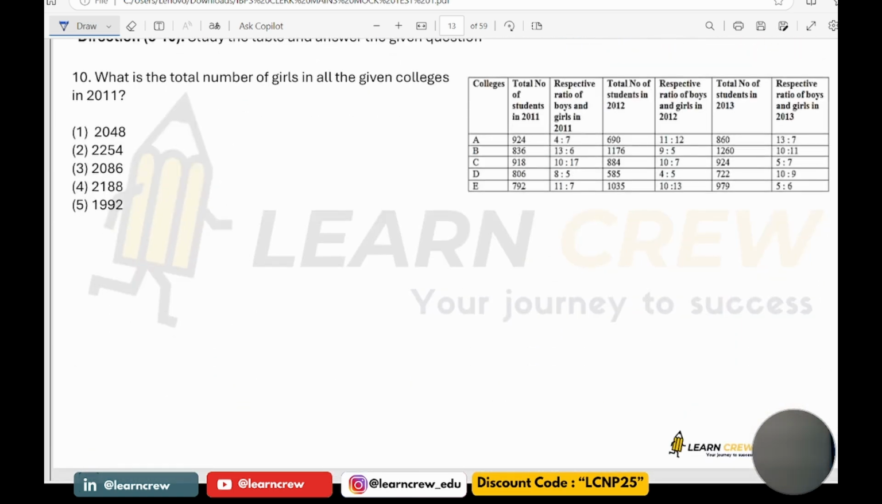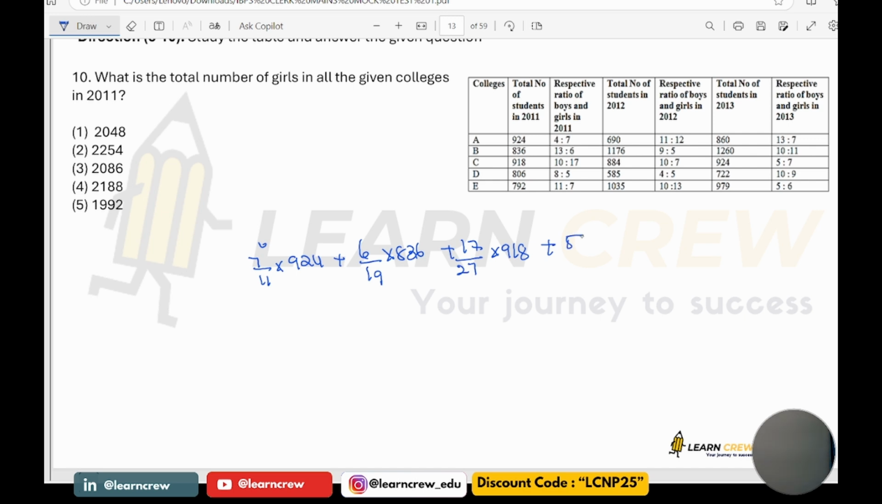Next, what is the total number of girls in all the given colleges in 2011? First one: 7 by 11 of 924. Second one: 6 by 19 of 836. And third one: 17 by 27 of 918.